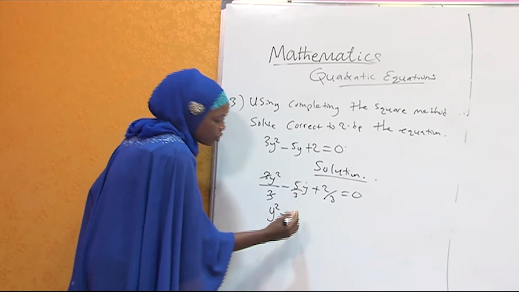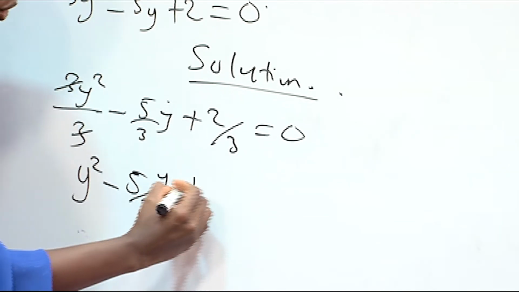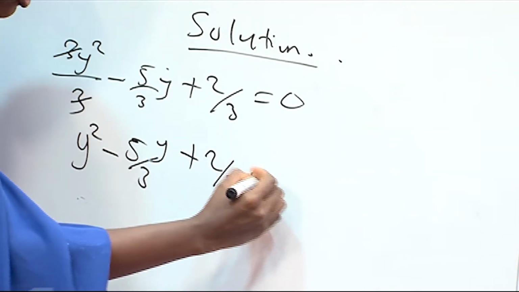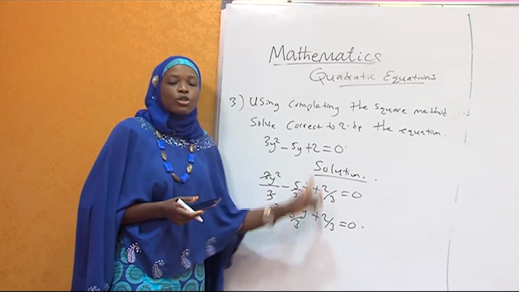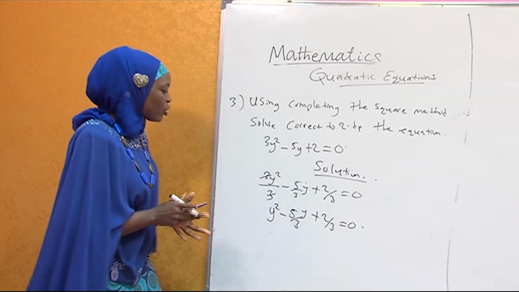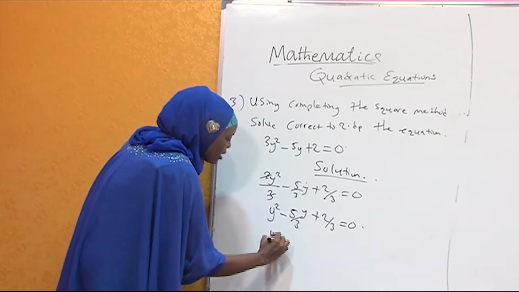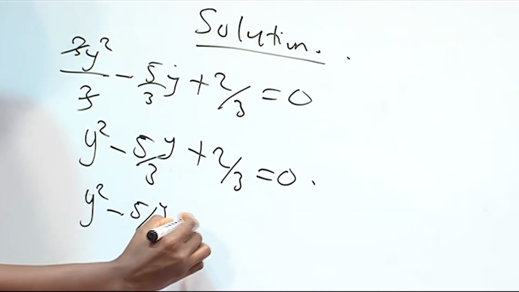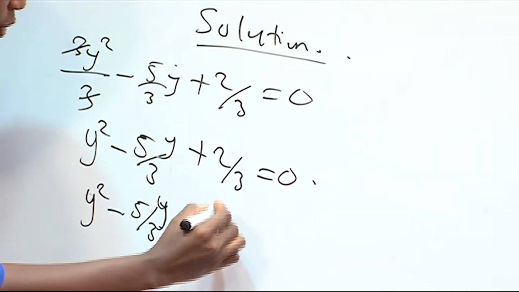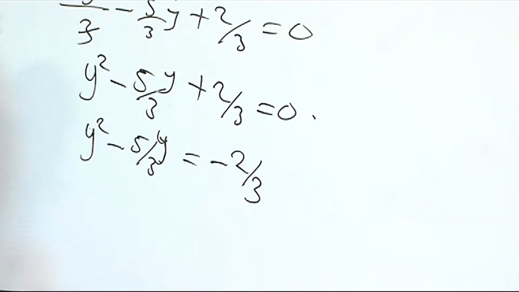This cannot go. We leave it as a fraction there, minus 5 over 3y, then plus 2 over 3, all equals 0. The next thing is taking your constant to the right-hand side. This is our constant, the 2 over 3. We have y squared minus 5 over 3y equals, taking this across, it becomes minus 2 over 3.